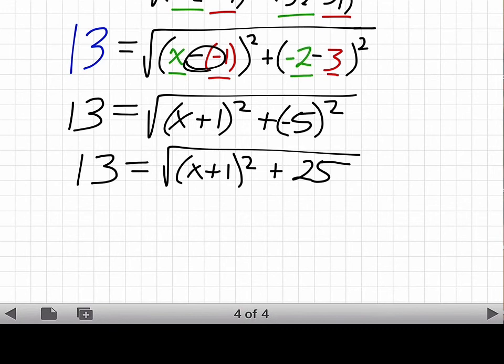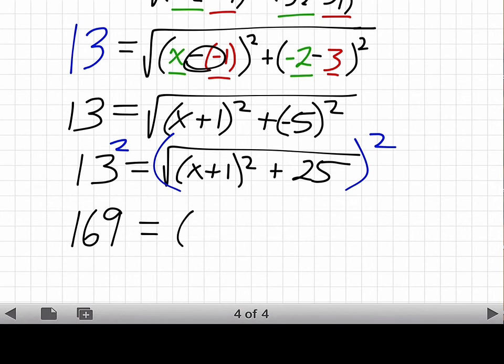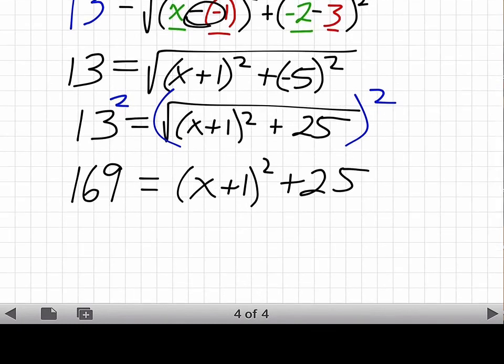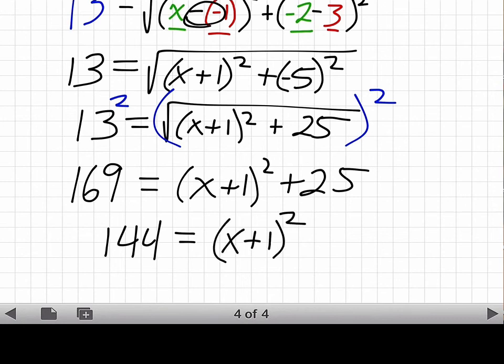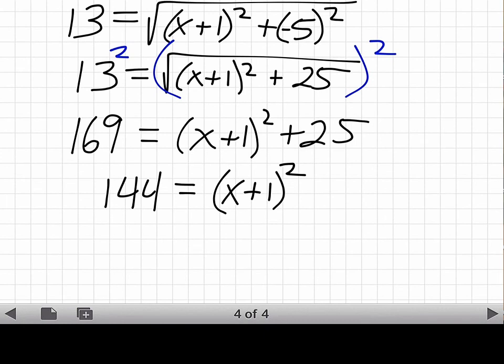So let me write that like this. 13 squared, and then the radical squared. 13 squared is 169. The radical squared just gets rid of the radical. So I have x plus 1, the quantity squared, plus 25. Subtracting 25 from both sides gives me 144 is equal to x plus 1, the quantity squared. Now, here's the square root property rearing its ugly head. Square rooting both sides gives me plus or minus 12 is equal to x plus 1.